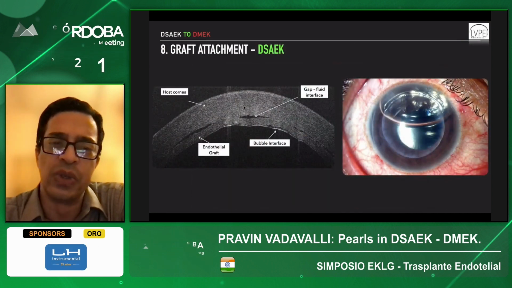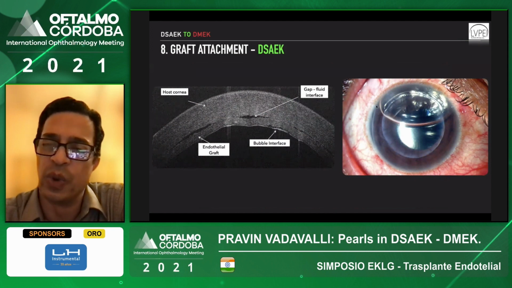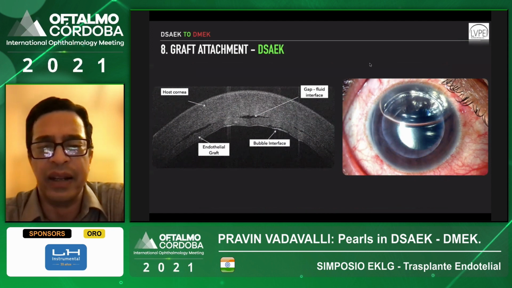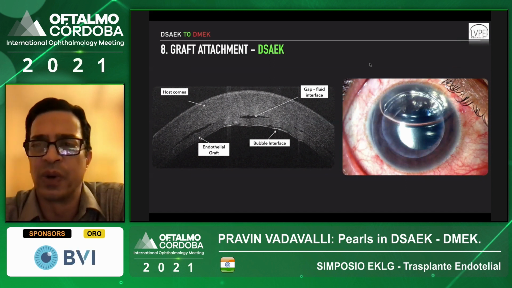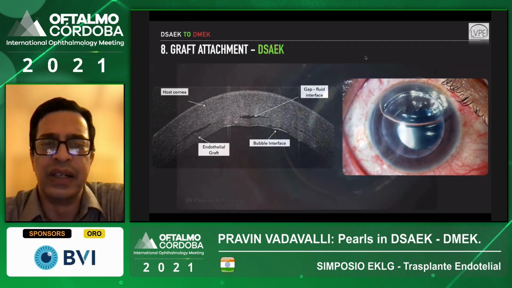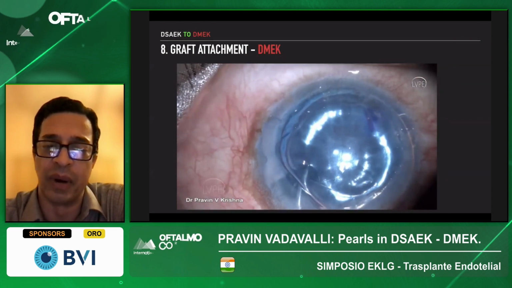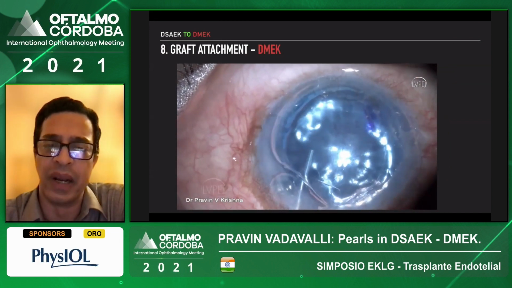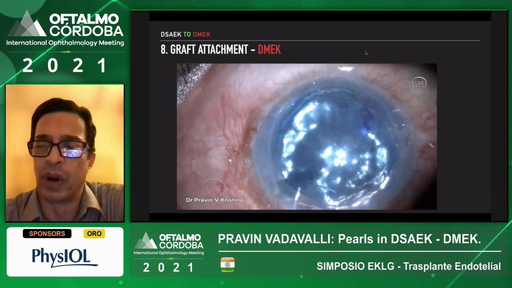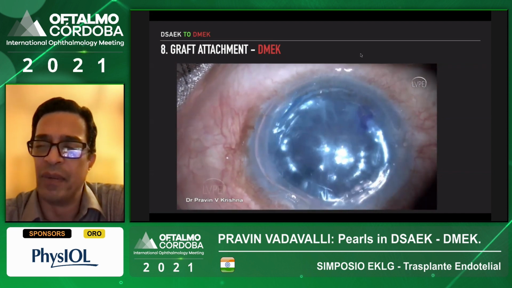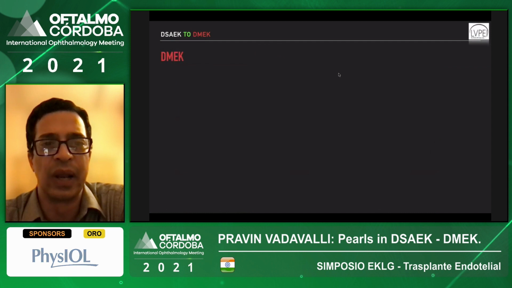Attachment of the grafts, usually DSAEK is very easy to attach. You only need a small air bubble and leave the air bubble for about 10 minutes or so for the graft to attach. Whereas in DMEK surgery, you need to ensure that you have complete coverage of your graft with air bubble, a good sized air bubble, and leave it in place for a lot of time so that it actually sticks, and make sure that you position the patient as well.